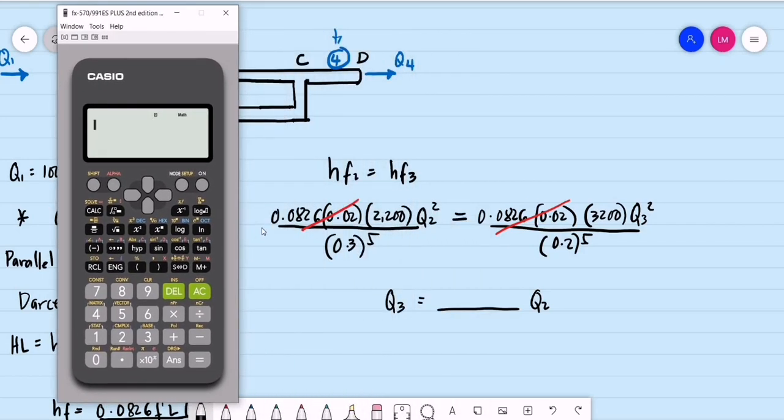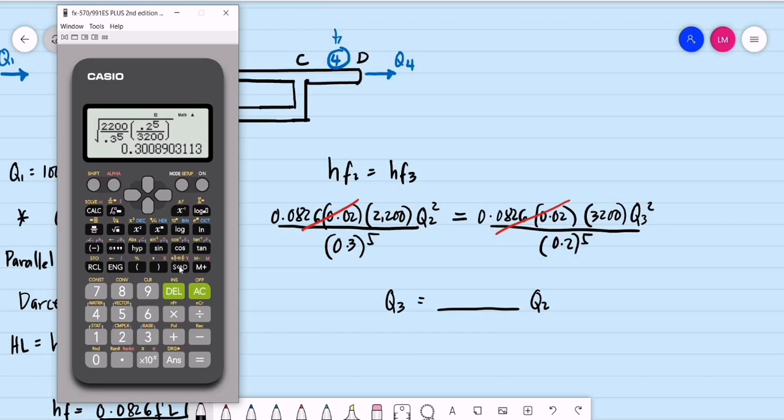Okay, so we'll be expressing the Q sub 3 in terms of Q sub 2. So let's have that as the square root of 2,200 divided by 0.3 raised to 5, then multiplied by 0.2 raised to 5, divided by 3,200. Okay, so we'll be having the equivalent of Q sub 3 in terms of Q sub 2.